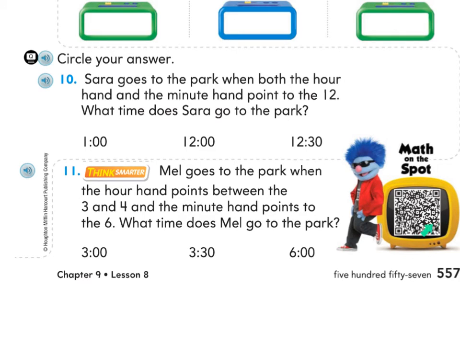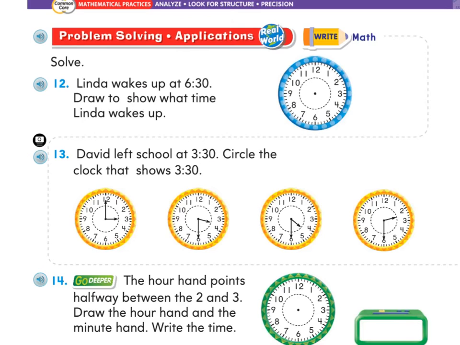There is a neat Math on the Spot video to go with that if you can watch that. It says Mel goes to the park when the hour hand points between the 3 and 4, and the minute hand points to the 6. What time does Mel go to the park? Okay, there again, why don't you use that paper clock we gave you or draw some kind of clock to help you figure it out. And it's either going to be 3 o'clock, 3:30, or 6 o'clock. All right, and then when you're ready, go to page 558.